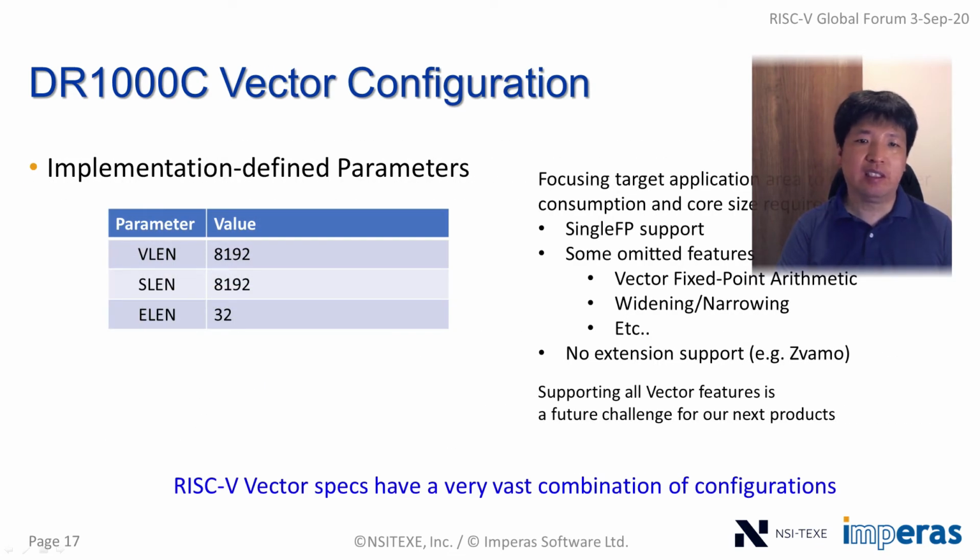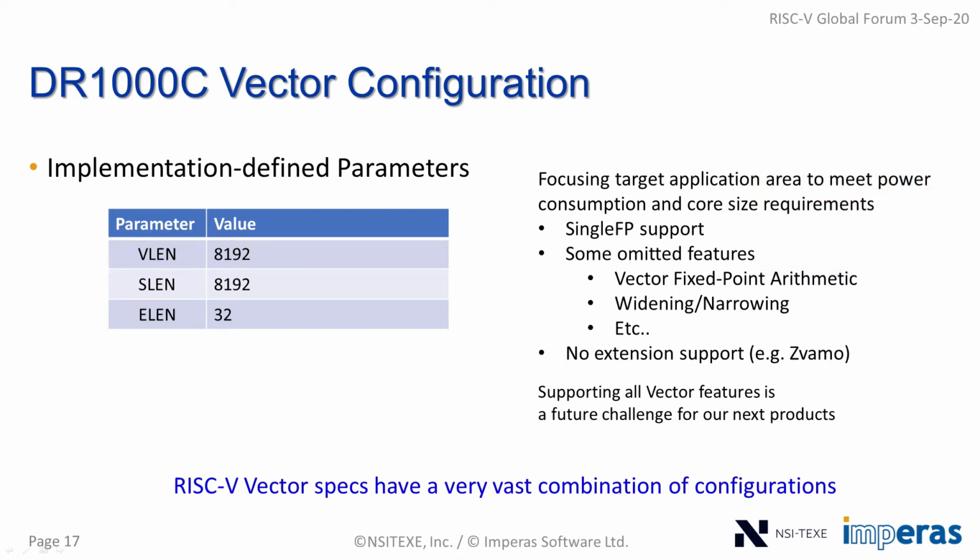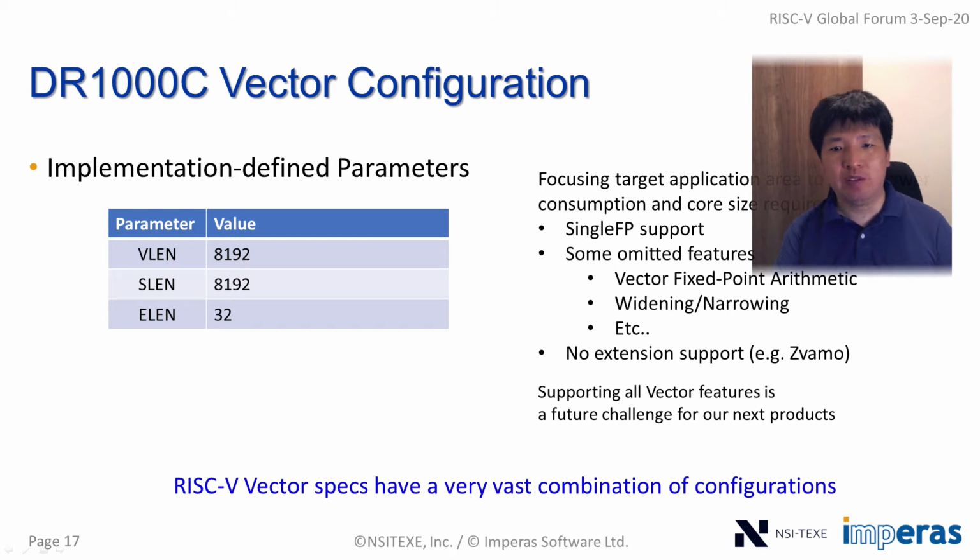This is the DR1000 vector configuration. The DR1000 only adopts a limited vector specification to specialize in automotive target applications. Currently, to expand the DFP area, I'm also planning to support the complete vector specs in our future products. But even in the current limited specs, the RISC-V spec is very large and has too wide a diversity to verify completely without any third-party help.